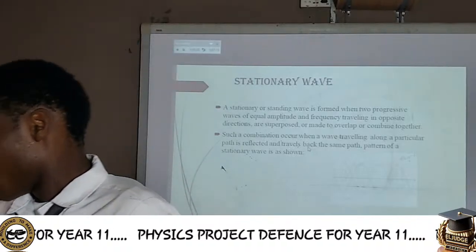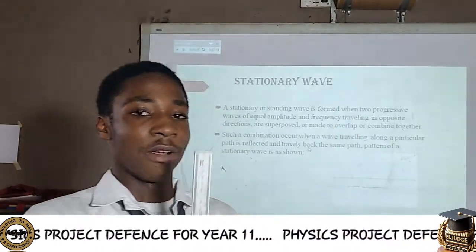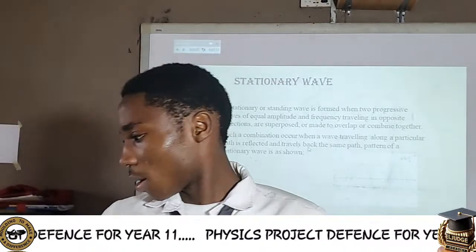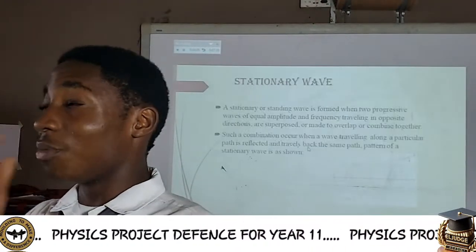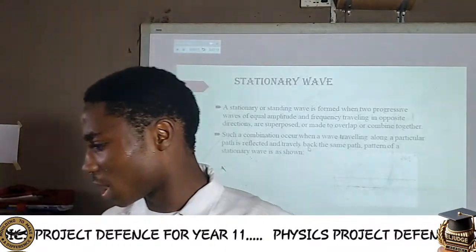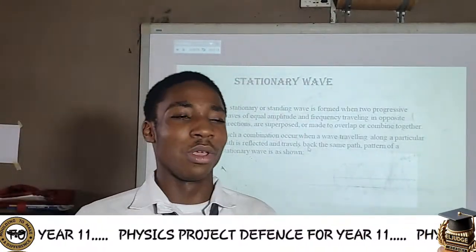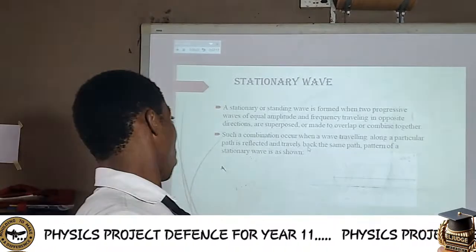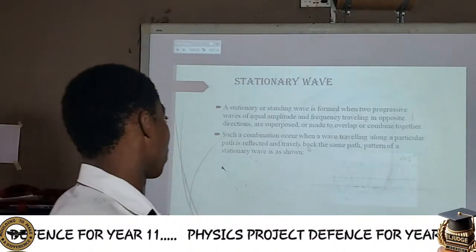Stationary waves are formed when two waves move in opposite directions, and they have the same amplitude, wavelength, and frequency, and travel in opposite directions.